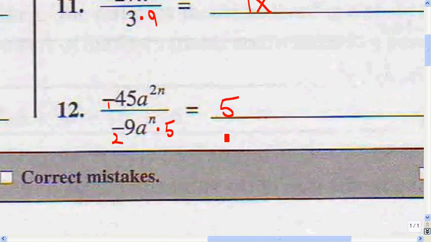Here I got 1 negative, 2 negatives. That's an even number of negatives, so my answer is positive. I'm not going to write it. And then 45 divided by 9, well, I know that 9 times 5 equals 45, so my answer is 5. And then, again, it's a whole number.